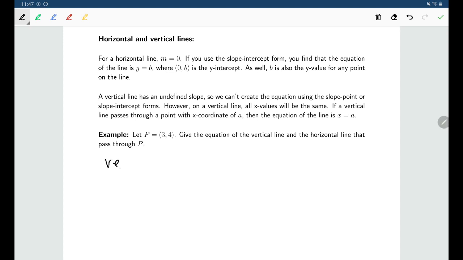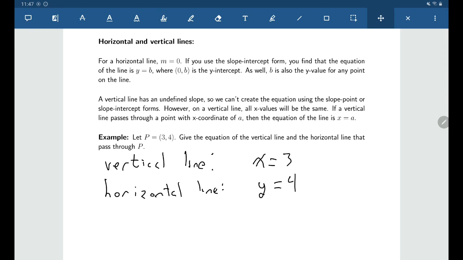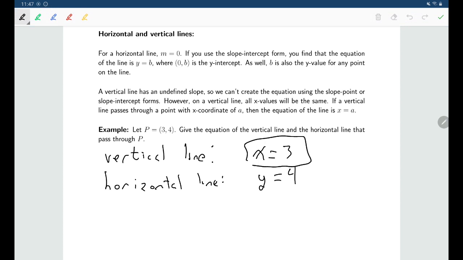And if we're thinking about the vertical line, that equation is just x equals whatever the x coordinate is. So in that case, x = 3. And for the horizontal line, that's y equals the y coordinate, which is y = 4. There we go. So those are our equations of our horizontal and our vertical lines. Also, the reverse is true. If we have an equation given to us as x equals some number, we know that that's the equation of a vertical line. And if we're given something in the form y equals some number, then we know that that's the equation of a horizontal line.